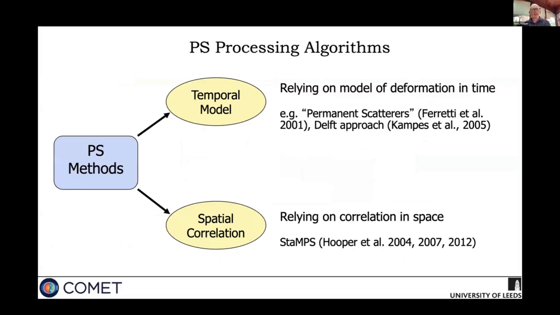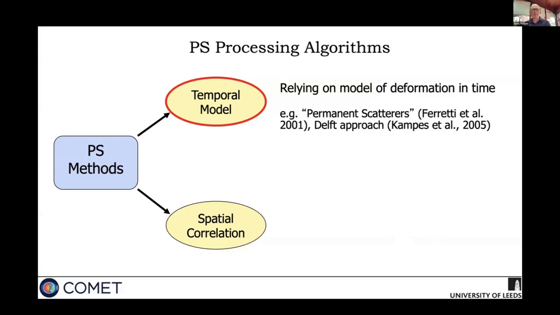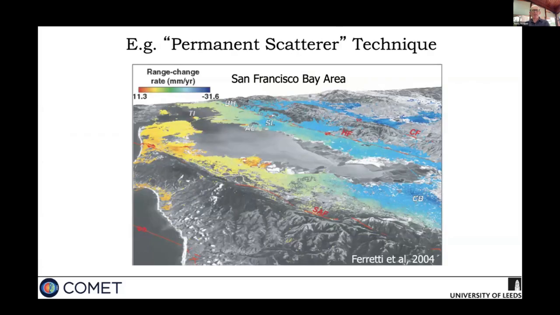There are kind of two different ways of doing this. I will cover them both briefly, well, maybe not briefly, but I will cover them both. So let's say the original approach to this, the original PS method, is really based on a temporal model, whereas the other one is based on spatial correlation, which I'll get to. So the pioneers of this technique were the guys at the Politecnico di Milano. So Alessandro Ferretti and his advisors. So they call this the permanent scatterer technique. It's an example of a persistent scatterer algorithm. And here's a nice early example of this technique being applied to the San Francisco Bay Area. So here, color represents the average velocity.